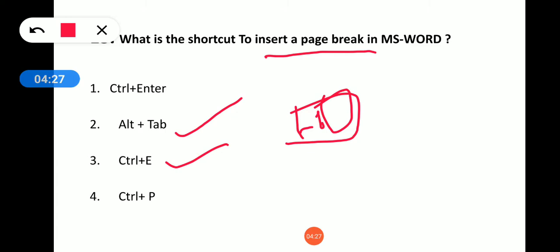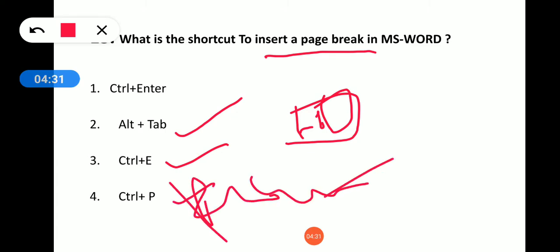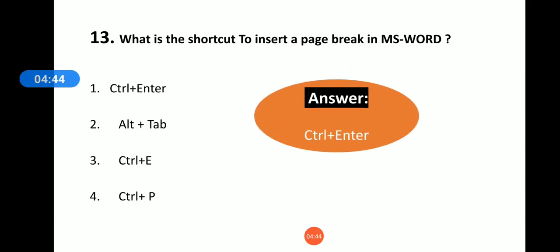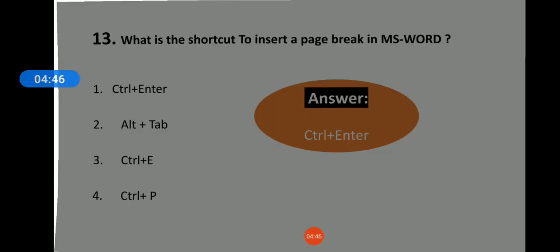Control P is for printing the document. So the others are not correct, and by elimination also we will easily get the answer. Control Enter is the correct answer. So let's look at the answer. Control Enter. Going to the next question.